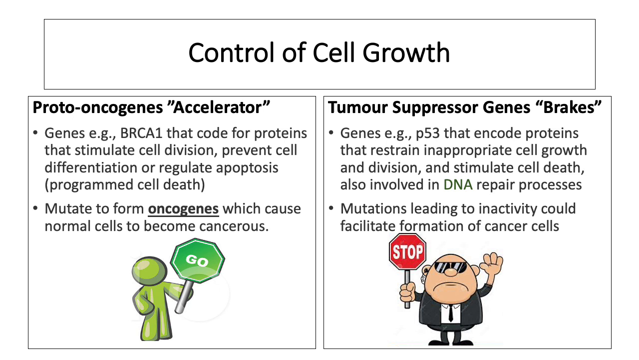And then on the other hand, we've got what in the past were called anti-oncogenes, but have now come to be known as tumor suppressor genes. And you can think of these as the brakes in terms of the cell cycle, or in terms of cell replication and cell division. And these genes, I think the one that students should know of is the famous p53 gene. They basically encode for proteins that restrain inappropriate cell growth and division, and stimulate cell death, and are also involved in DNA repair processes. So you can think of these genes as the brakes, basically trying to stop cells from continuously multiplying or growing.